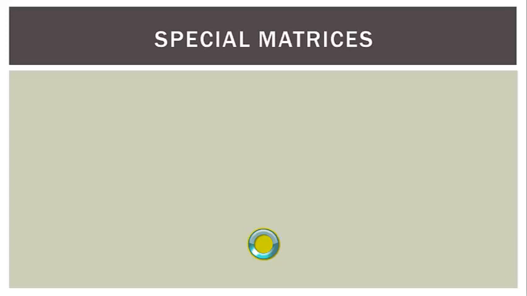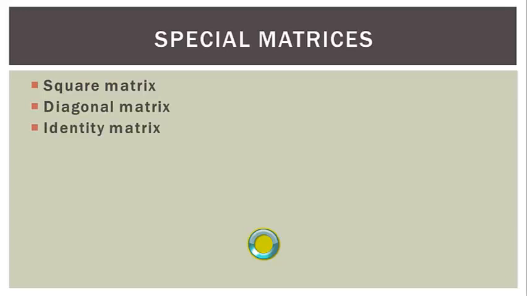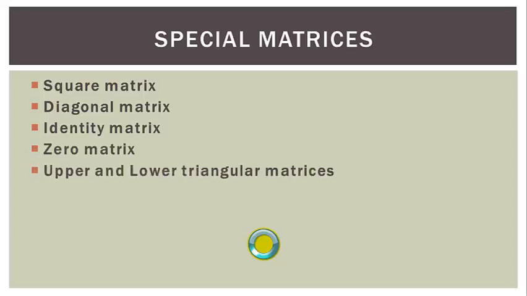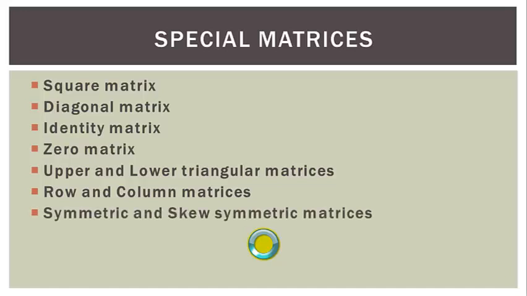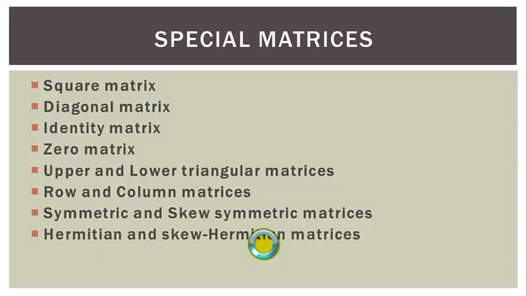Some special matrices. The following special matrices shall be considered: square matrix, diagonal matrix, identity matrix, zero matrix, upper and lower triangular matrices, row and column matrices, symmetric and skew symmetric matrices, Hermitian and skew Hermitian matrices, unitary and orthogonal matrices.